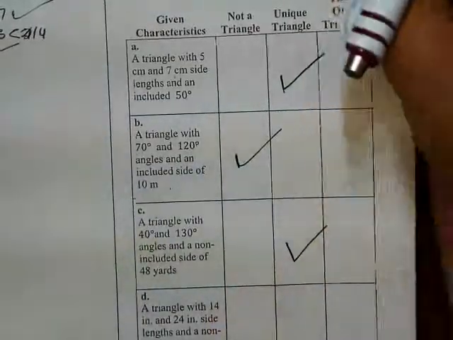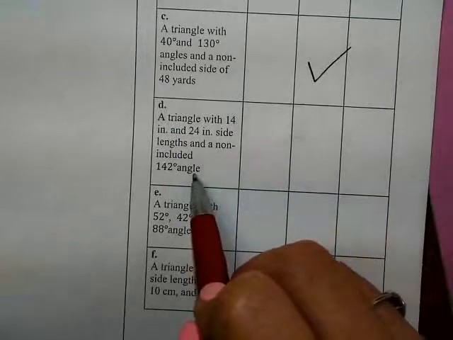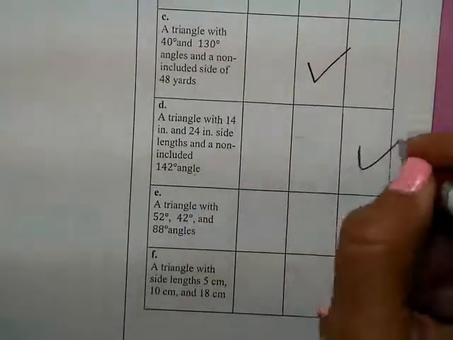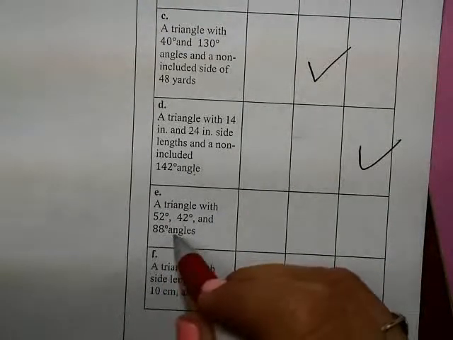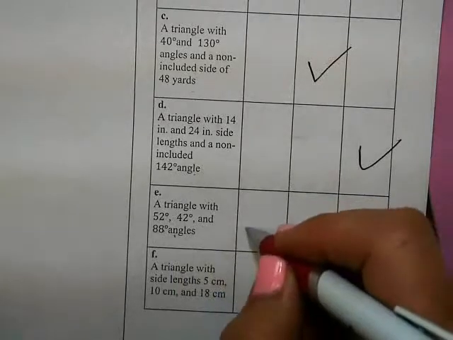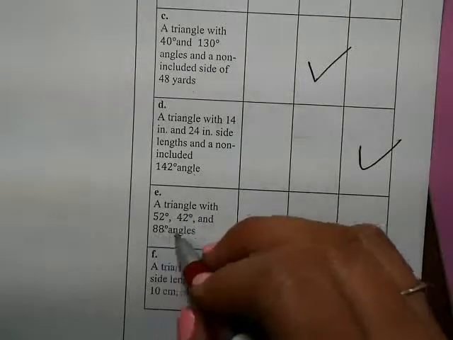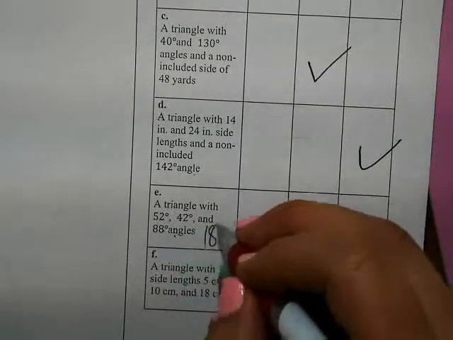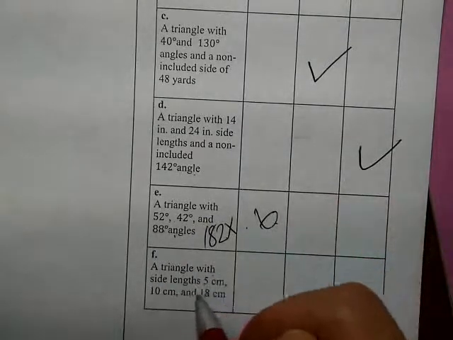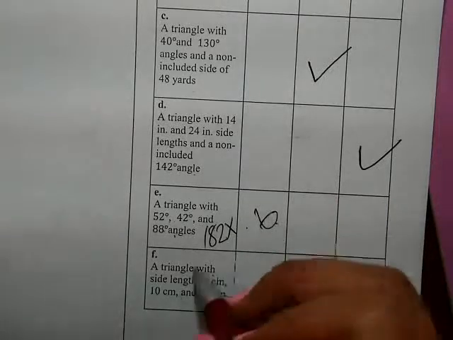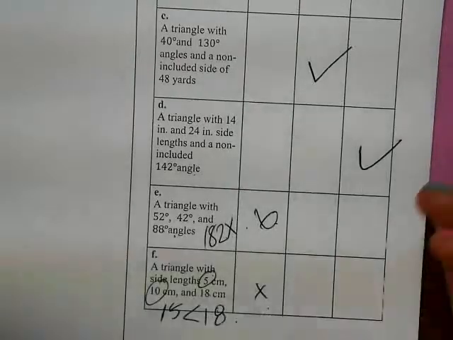A triangle with 14-inch, 25 side lengths, and a non-included 142-degree angle is more than one type of triangle. These three measurements have to add up to no more than 180, and added up, you have 90 plus 92, this makes 182. It's too much, not a triangle. Triangle with side lengths 5, 10, and 15, well 10 plus 5 is 15, which is less than the largest number, so this is not a triangle.